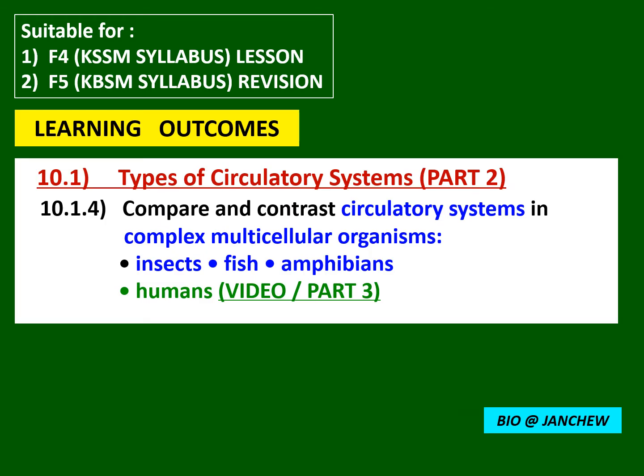The learning outcomes for this lesson are as follows. After this lesson, you should be able to compare and contrast the circulatory systems in complex multicellular organisms, such as the insects, the fish, and the amphibians. Now, for the circulatory system of humans, we will study that in the third video, Part 3.